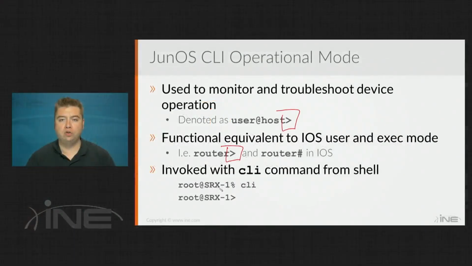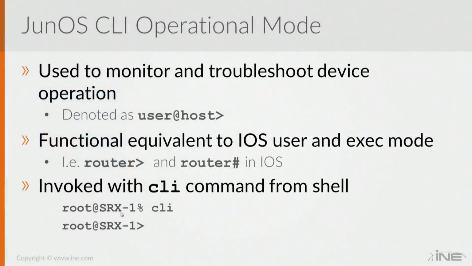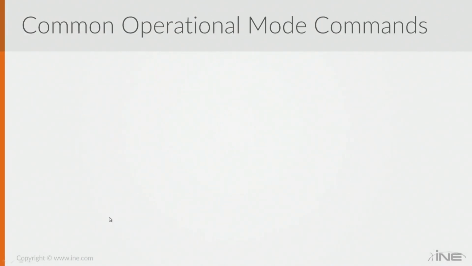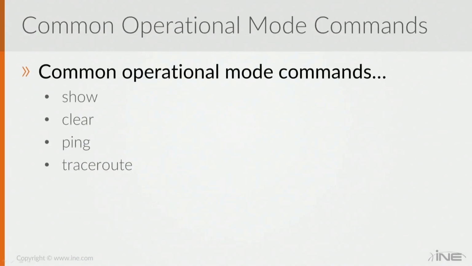But this is equivalent to both user mode and privileged exec mode in IOS. So we can run read-only commands like look at the interfaces, look at what are the IP addresses assigned, but we can also look at the running configuration. So it's essentially going to be the equivalent of both of them at the same time. Then we have, in terms of commands that we would run at operational mode, mainly this is going to be where you are issuing the show command.